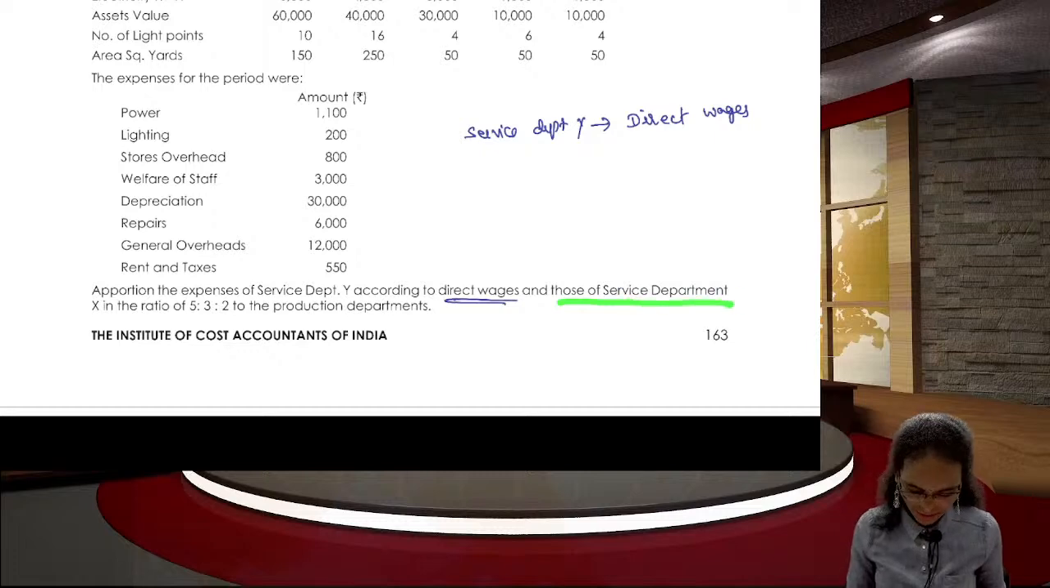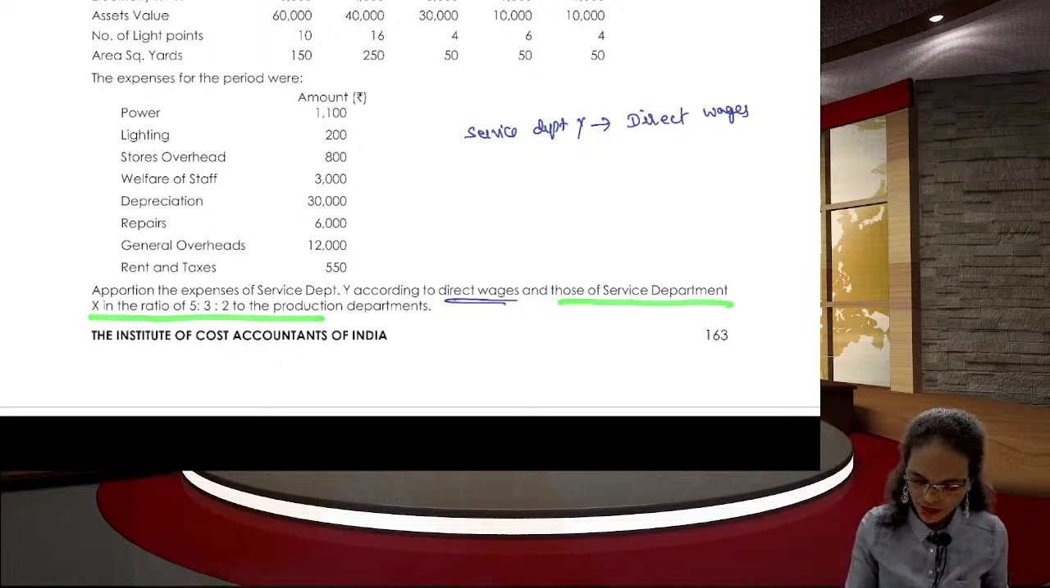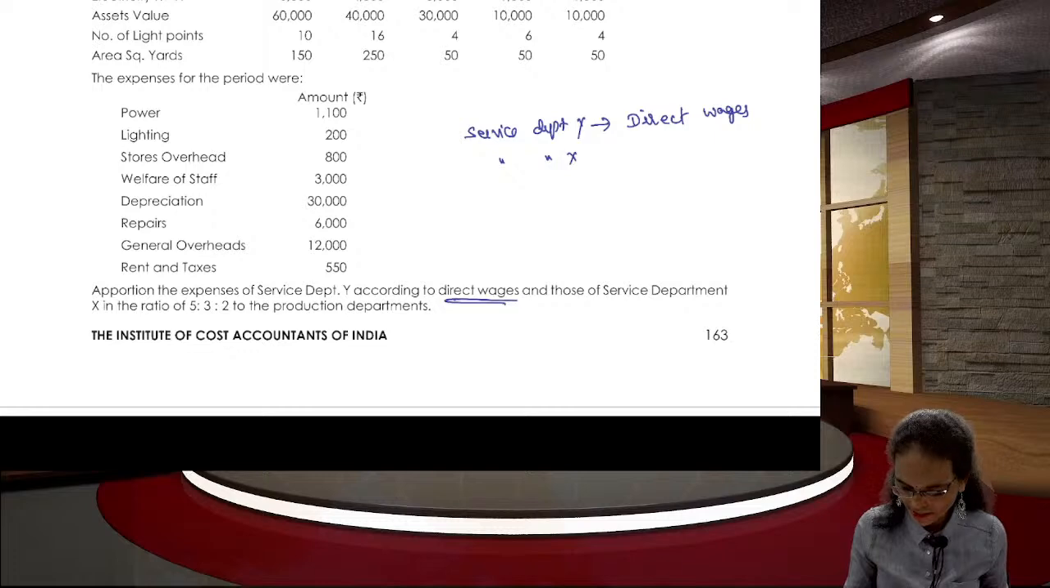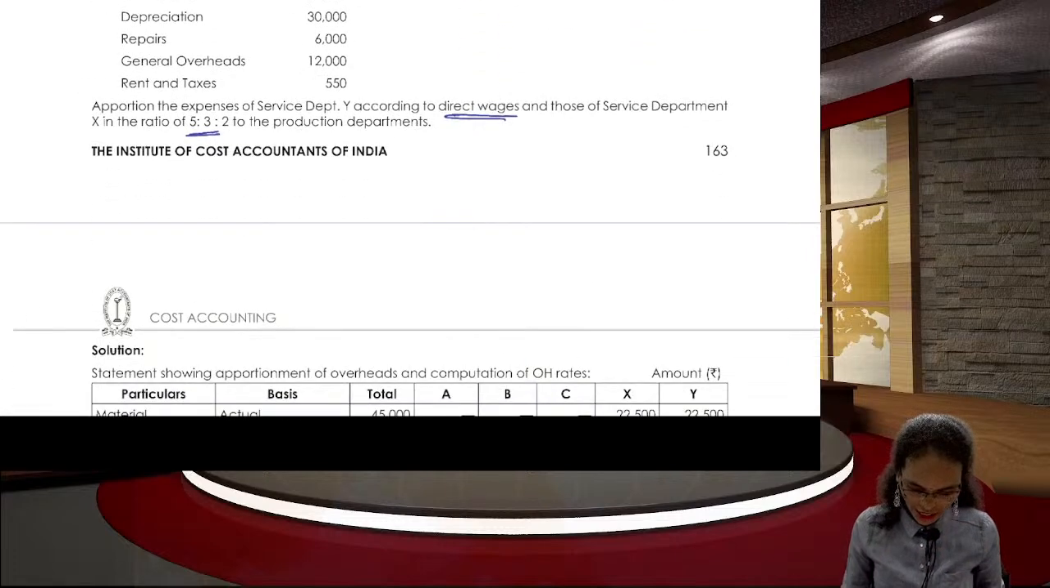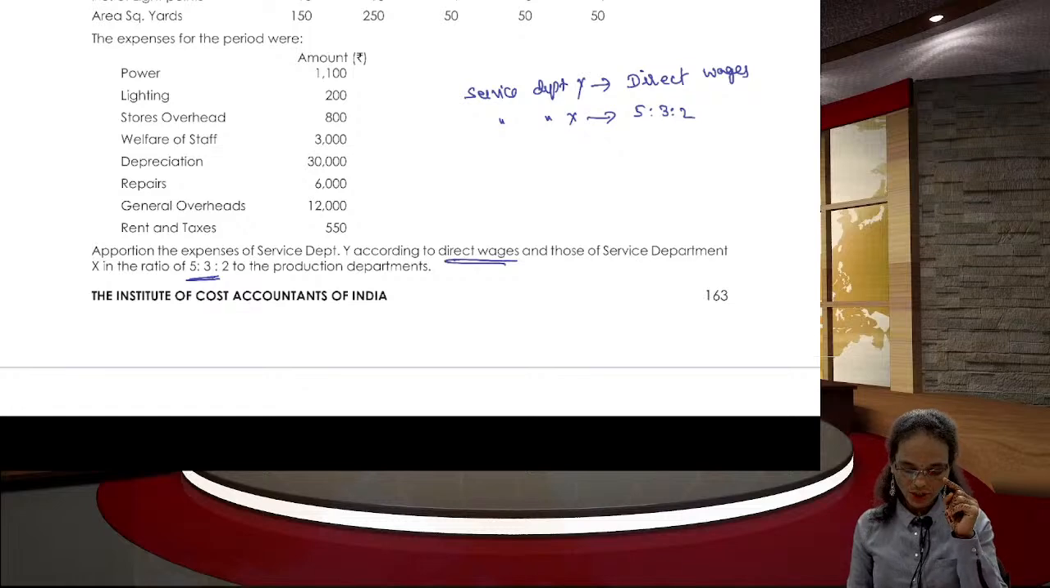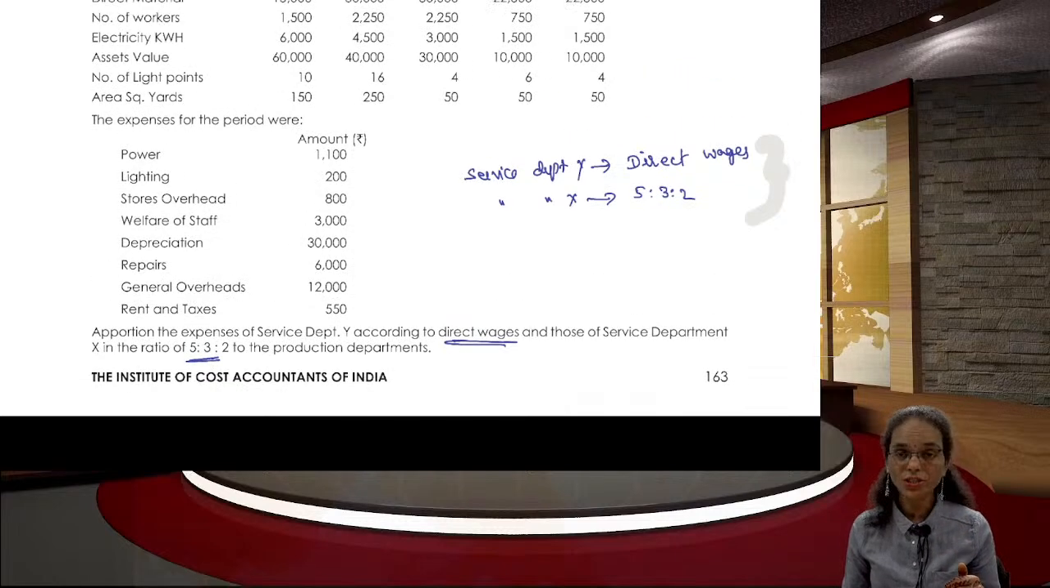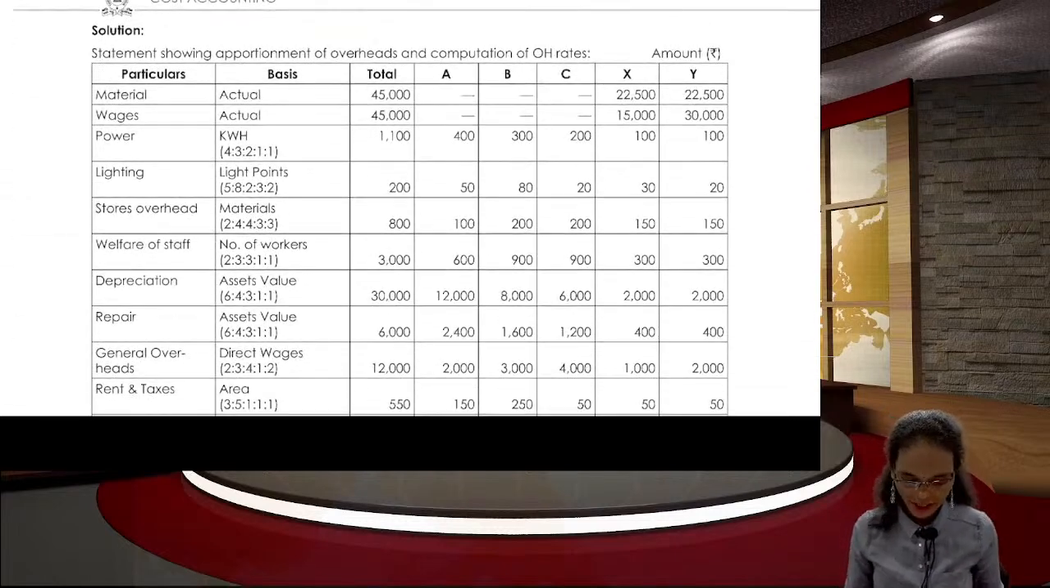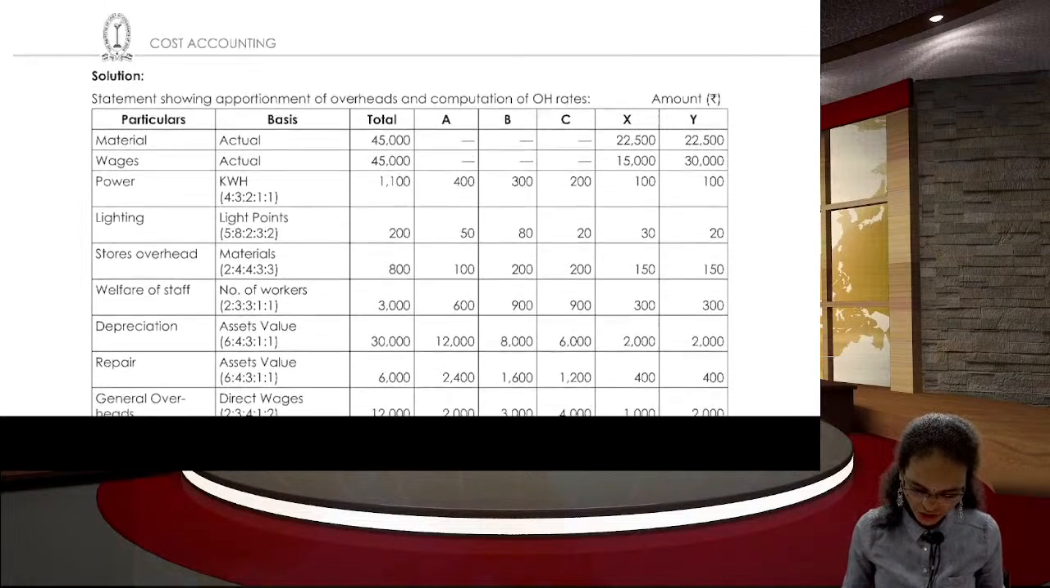And those of service department X in the ratio of 5:3:2. Right? So here, what is our main agenda? We need to apportion the service department expenditure to the production departments in this ratio. But what is the service department expenditure? We don't know. We need to go for the primary distribution first, then the secondary distribution. So first primary distribution, come back here.